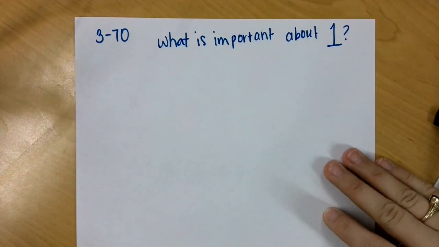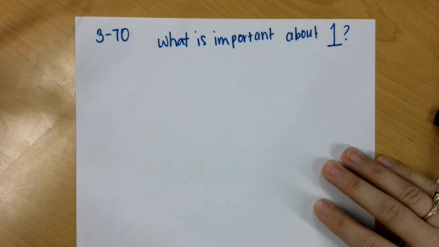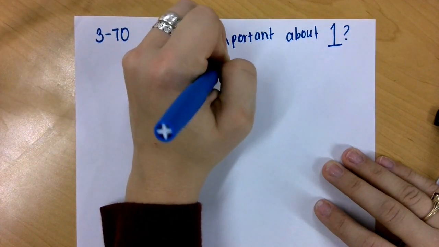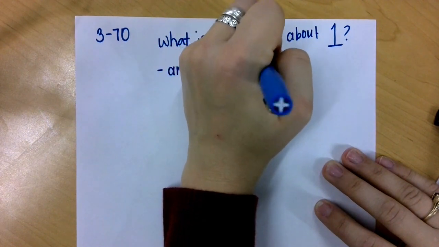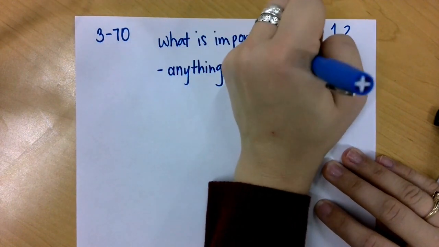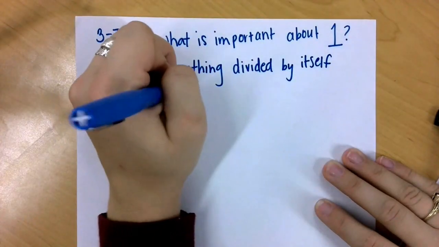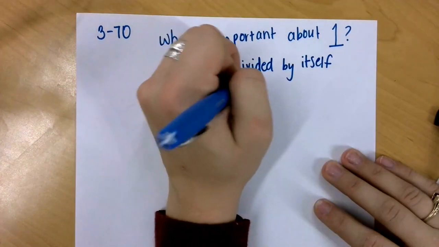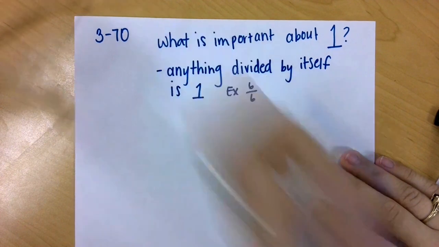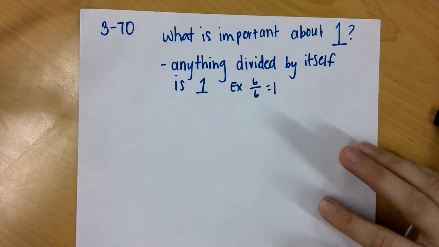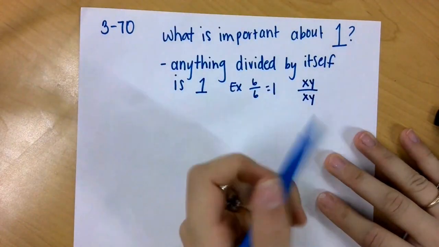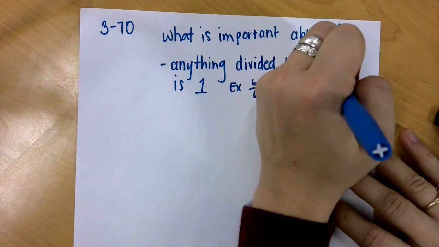Okay, a couple of the main things that we're going to be working with today is our idea that anything divided by itself is 1. A lot of times we just look at something like 6/6, and we say, okay, yeah, that equals 1. But when we start to build in variables, remember, it works the same way. So if I have xy over xy, I have something divided by itself. This whole thing equals 1.